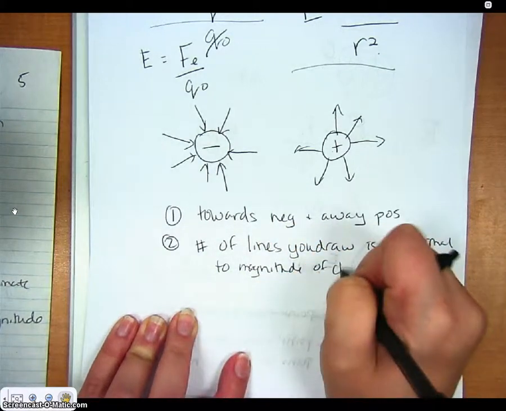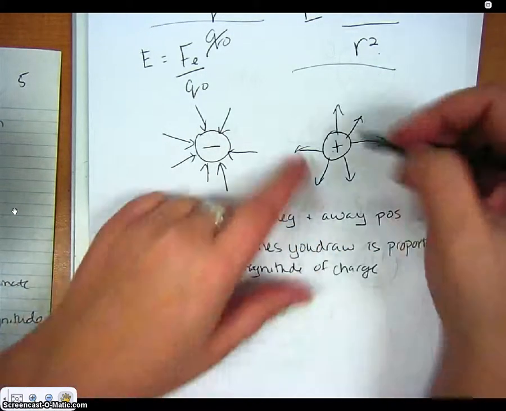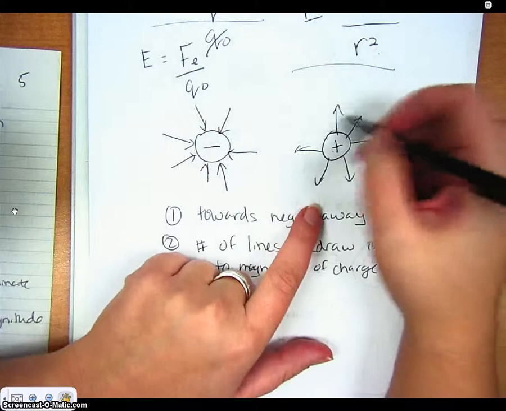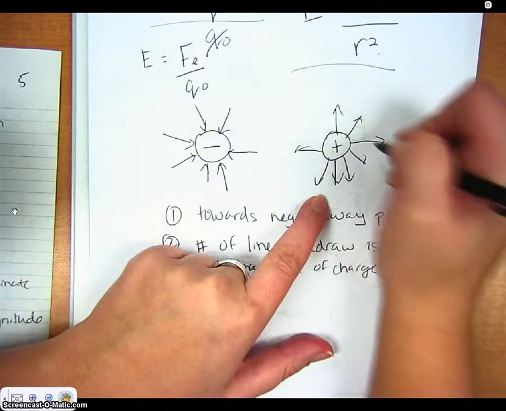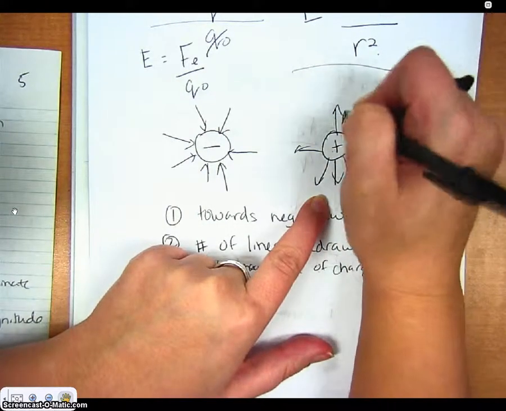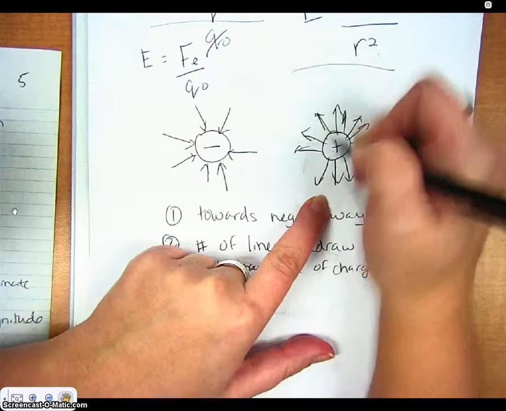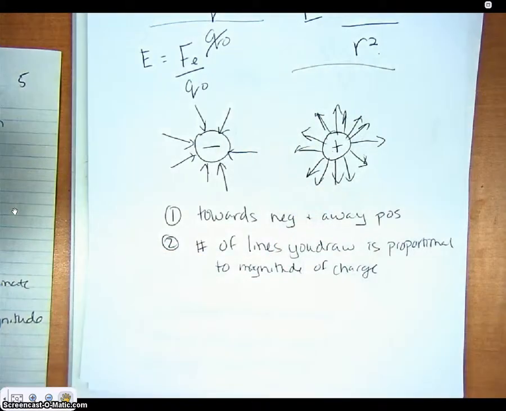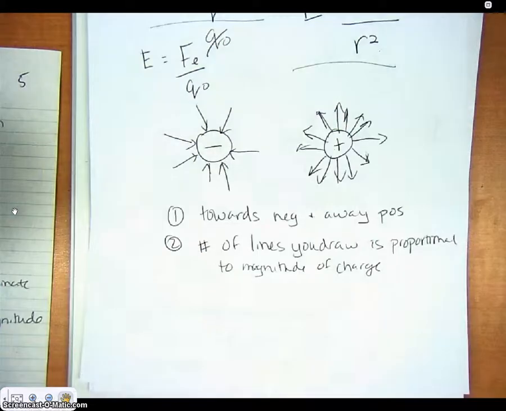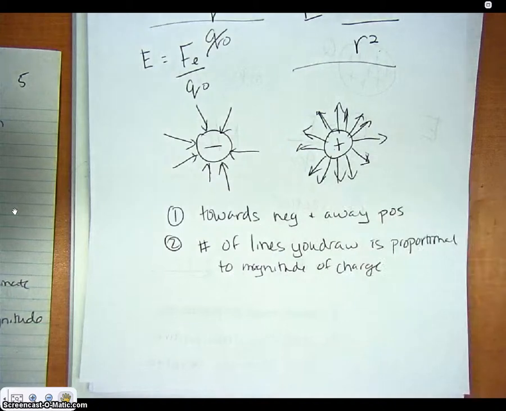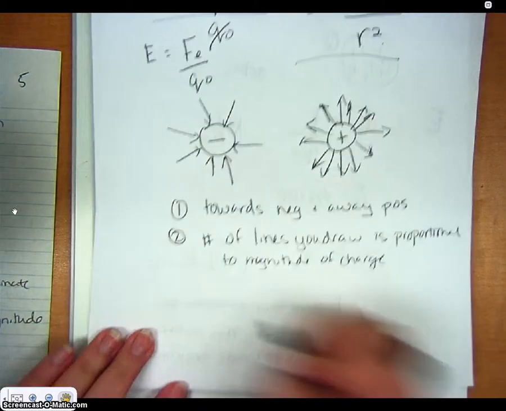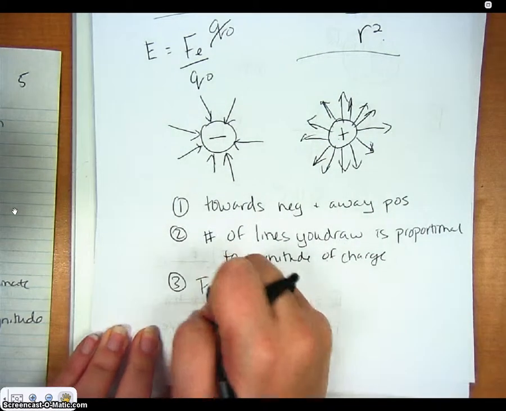Usually this is just something that's visual. If we say this charge is a lot bigger, there would be a lot more lines, and just by looking at it, you can see that this charge's electric field strength is bigger than that one, just because there are more lines. The other rule is that field lines never cross.